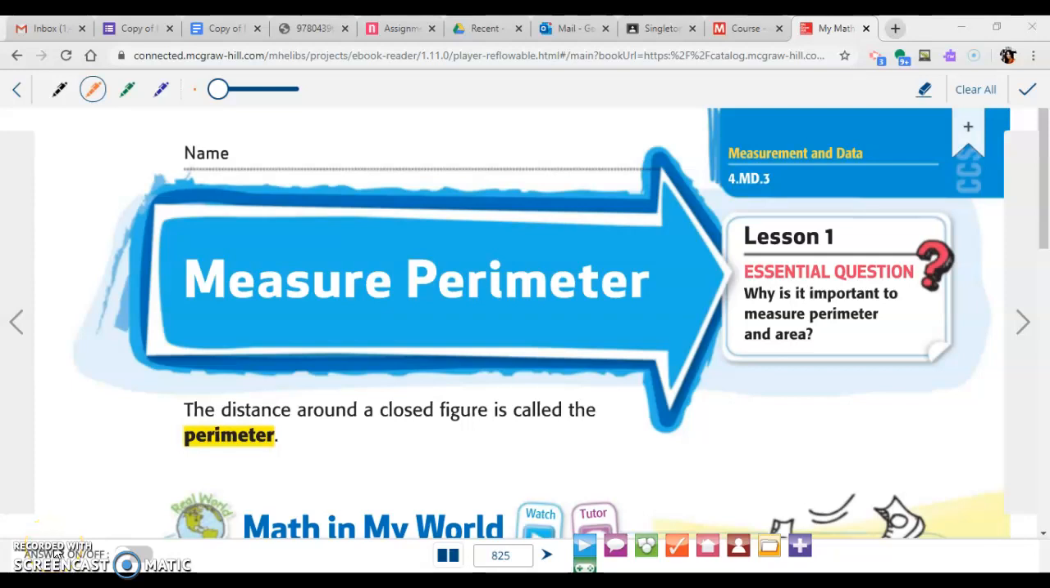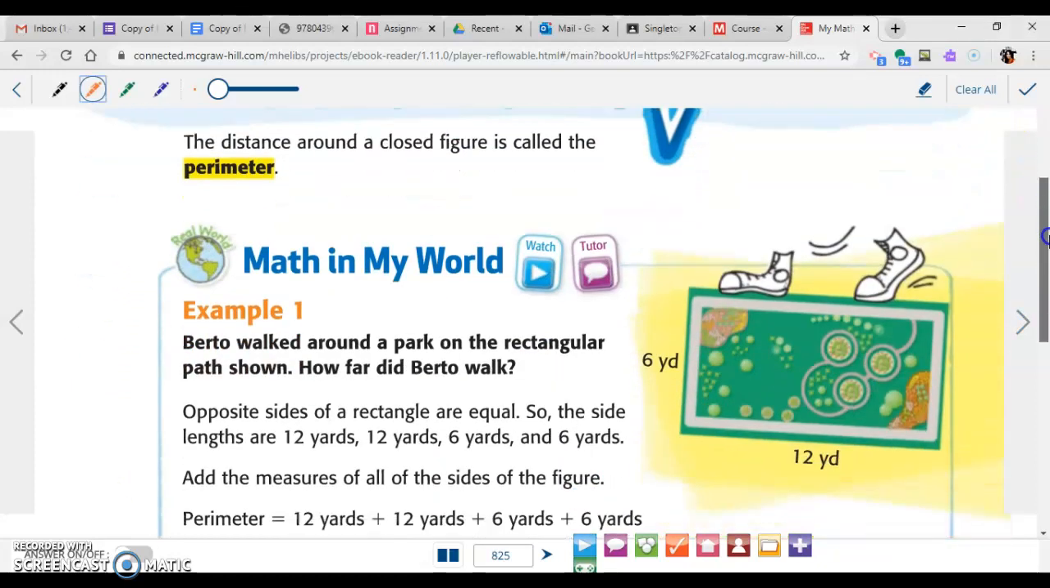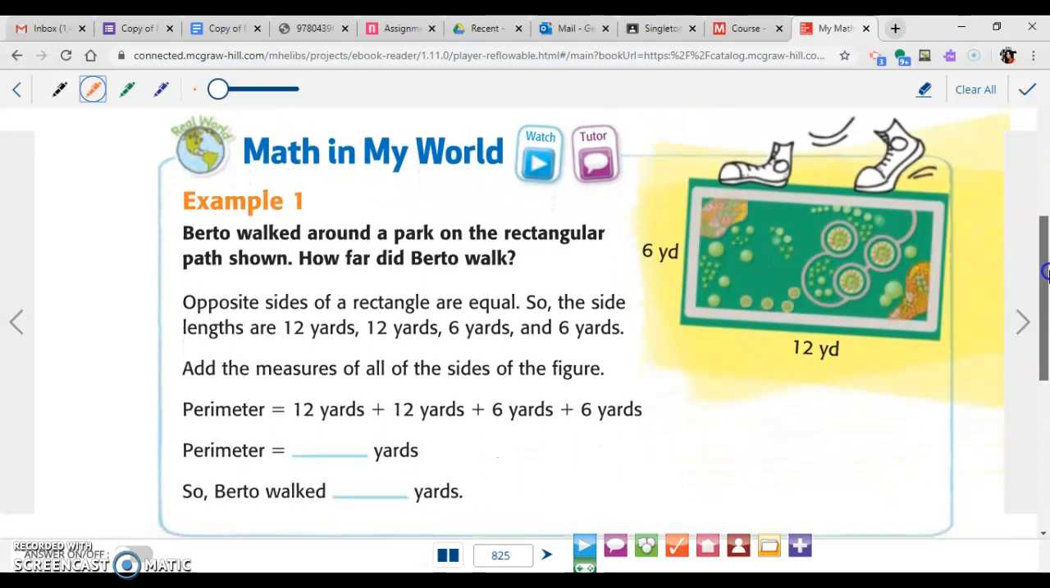Hi, today we're starting Chapter 13, Measuring Perimeter. The distance around a closed figure is called the perimeter. Let me show you what that means. Let's scroll down and look at the first example.